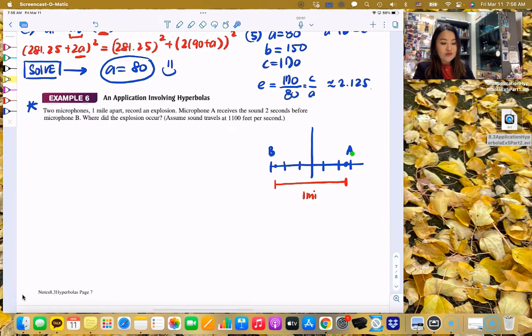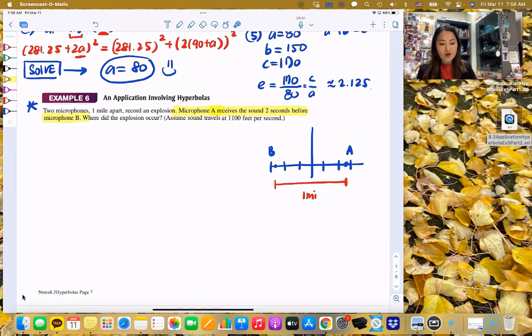Microphone A receives the sound 2 seconds before microphone B. Now, I want you to think about what that means. Microphone A receives the sound 2 seconds before microphone B. They're both going to hear it, but this one is a little bit delayed. So a little strange thing is this.